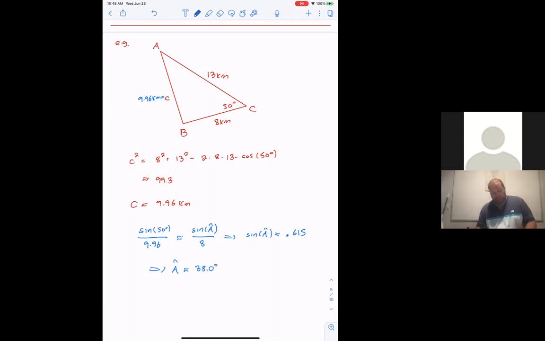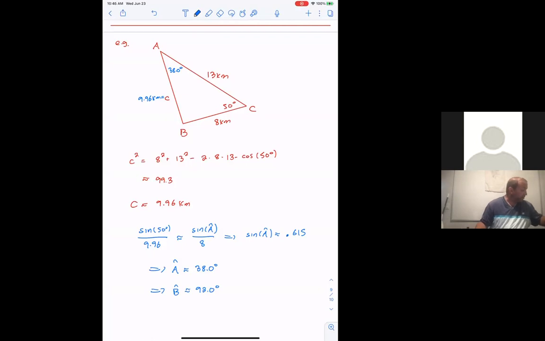Now, can that be correct? The answer is certainly yes, because think about it. We know side C, which is 9.96, is opposite the 50-degree angle. So angle A, which is opposite 8, must be smaller than 50 degrees because it's a smaller length, therefore a smaller angle. So 38 degrees seems very reasonable. And how do I find angle B? I don't need the law of cosines or the law of sines. Once you have 2 of the 3, just add them together and subtract from 180, and I get B is 92.0 degrees.